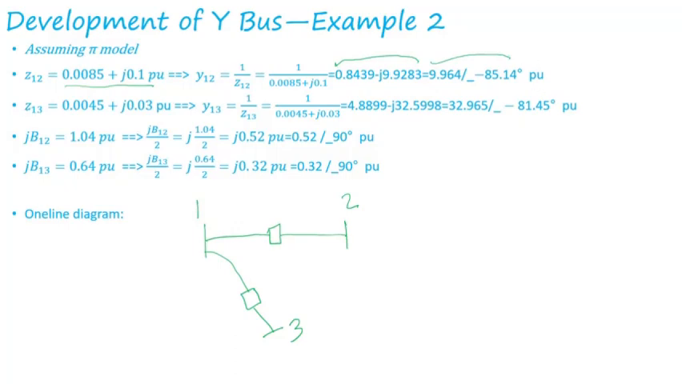Then you do the same thing for impedance 1, 3. Here's the equivalent admittance. It's 1 over Z13. So you calculate that. And I have jB12, the shunt admittance between branch 1 and 2. Then I need half of that since I'm assuming a pi model. So basically, I'm going to place half of it here and half of it here, and I do the same thing for branch 1, 3.